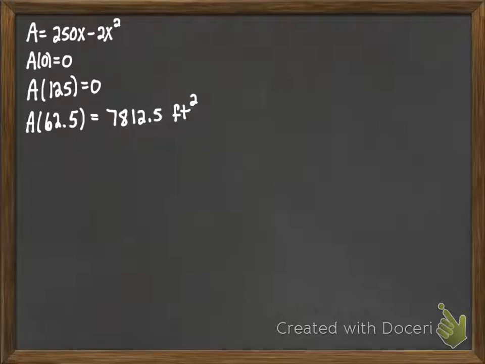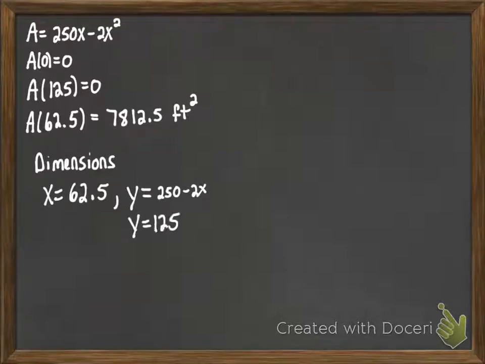Our problem was asking about the dimensions. So we now know that x is 62.5, and then we can plug in 62.5 for x to figure out that y is 125. So the dimensions to get the absolute most area to house your livestock or whatever it is you're putting in this fence is 62.5 by 125.